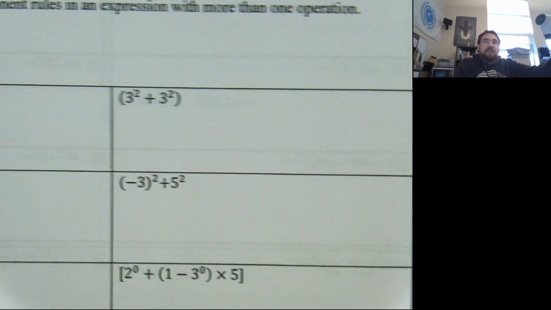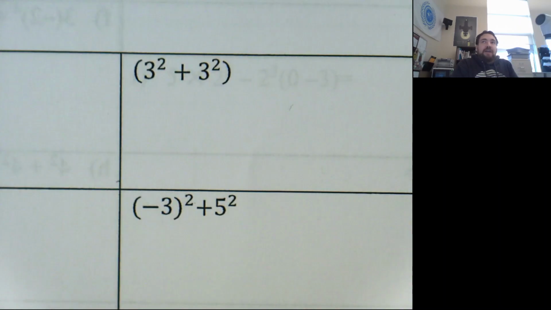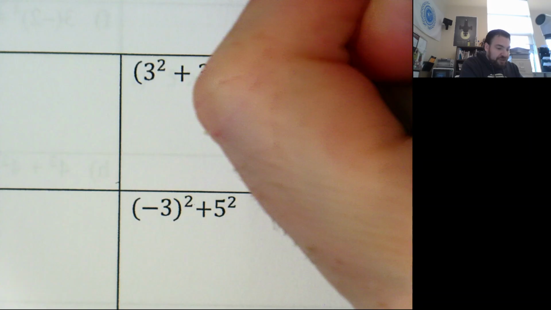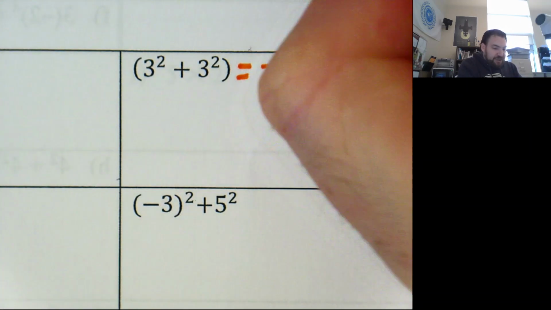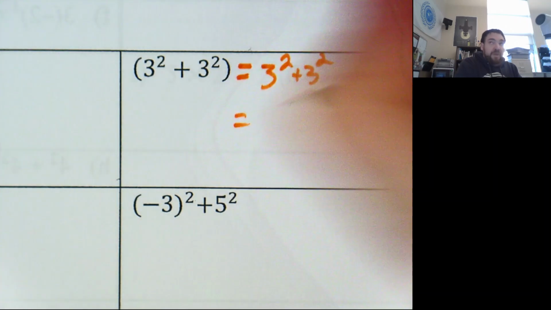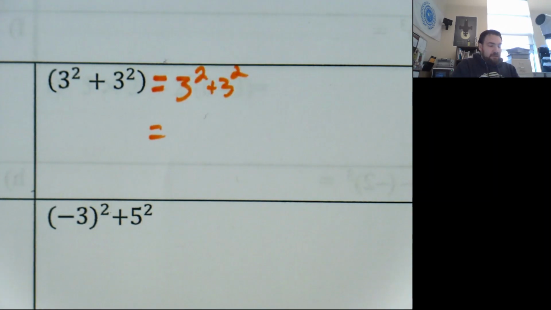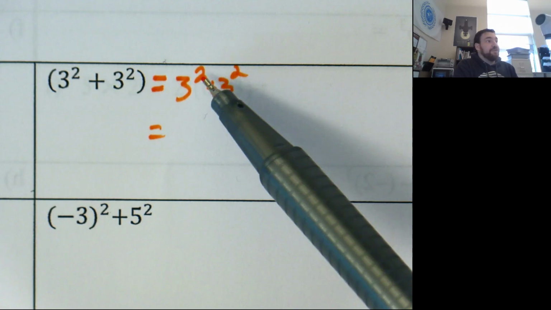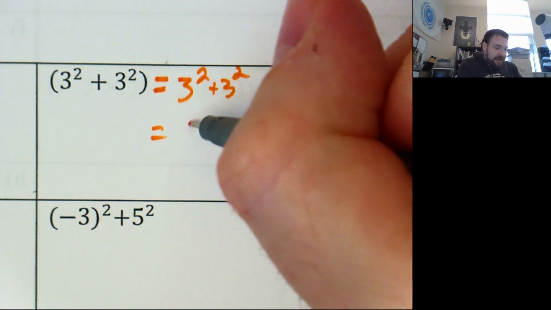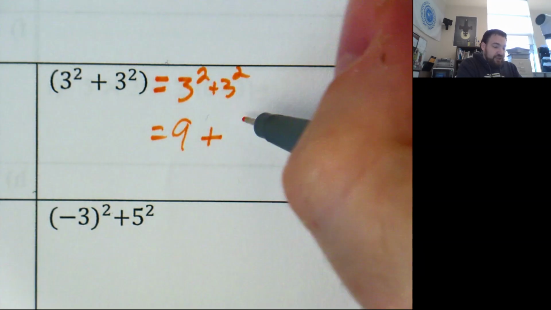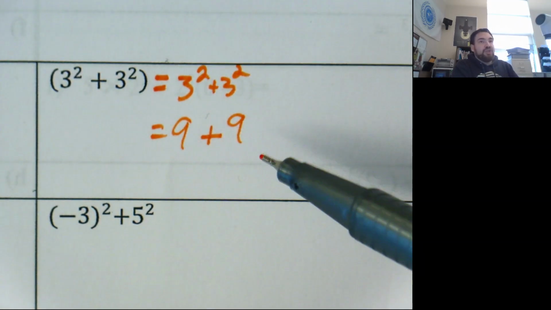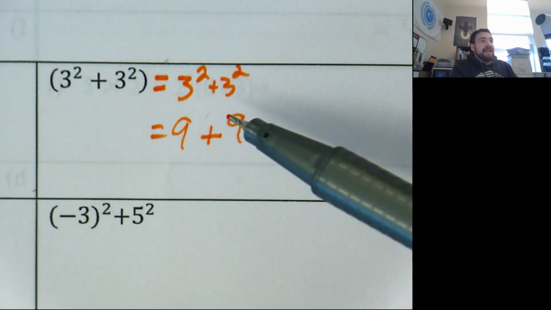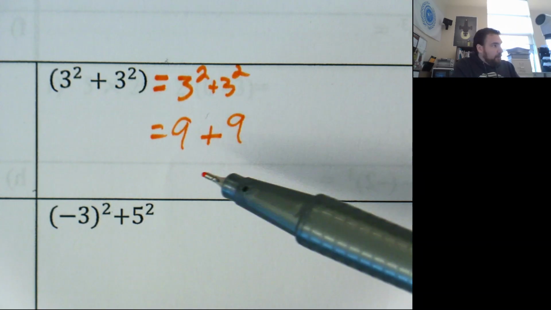Okay, let's do the next one. Okay, I have 3 squared plus 3 squared. They're in brackets. Do I even need to have those brackets there? No, because there's no math on the outside. So let's do this thing. It's going to become 3 squared plus 3 squared. What has to happen first? The exponent. So 3 squared is 3 times 3? 9 plus. And again, this is how I want you to show me your work. Break it down piece by piece. Show me what's happening here.